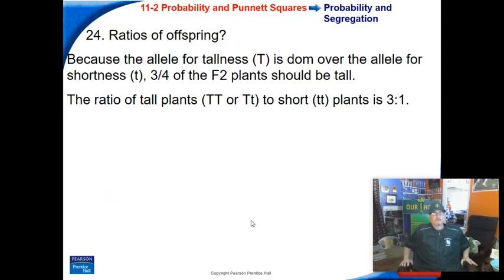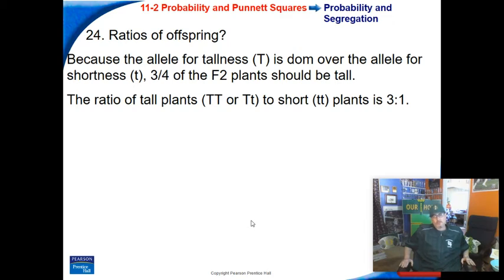Okay, ratios of offspring. So percentages and fractions are pretty easy to calculate and determine. Ratios are a little bit more complex. Lots of kids have been exposed to fractions and percentages, but not a lot of kids have been exposed to a ratio. So because the allele for tallness, capital T, is dominant over the allele for shortness, which is recessive, 3/4 of the F2 plants should be tall.